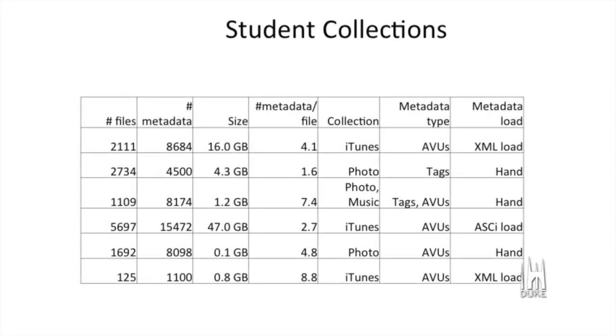So in practice, this from a prior class was the number of metadata attributes per file. So the ones that have more than 4 figured out how to automate metadata generation. The ones that have less than 4 had to do it by hand.